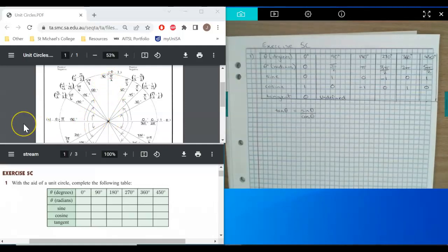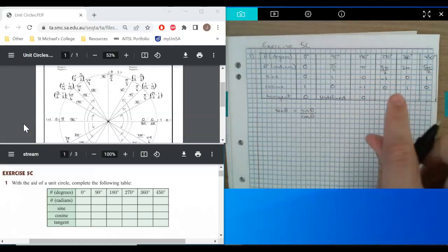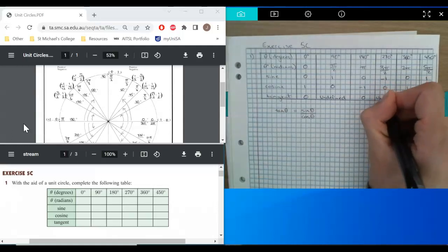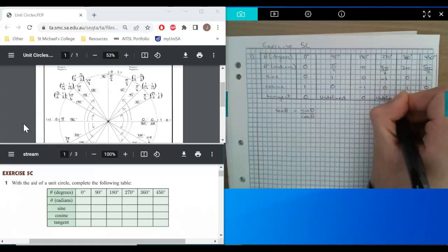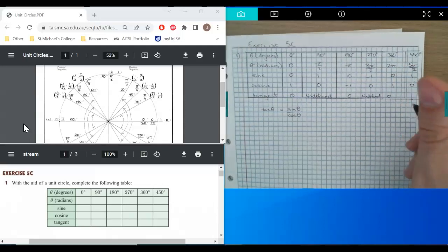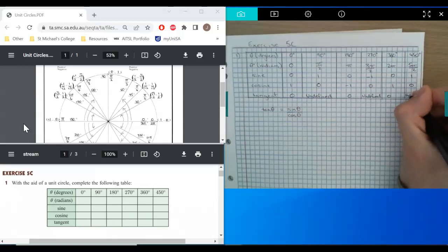At 180, it's going to be 0 divided by -1, which is 0. At 270, it's going to be undefined again. At 360, it's going to be 0. And then finally at 450 degrees, or 5 pi on 2, which was that pi on 2 plus 2 pi, we know that it's just going to be undefined again.